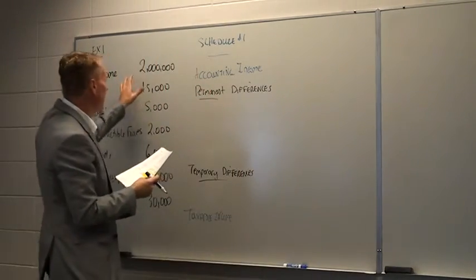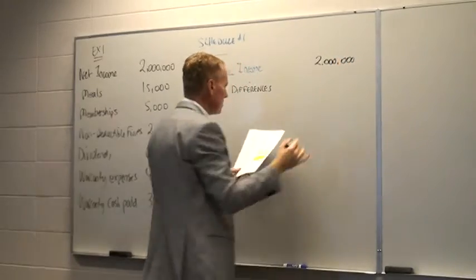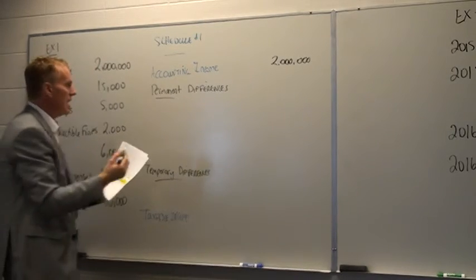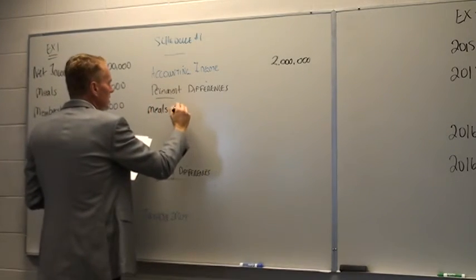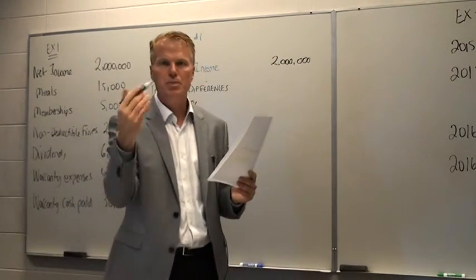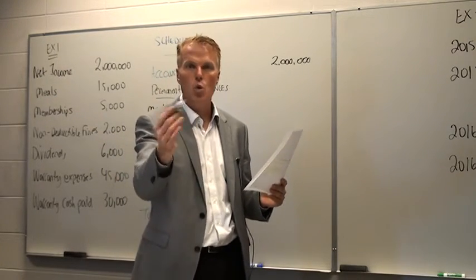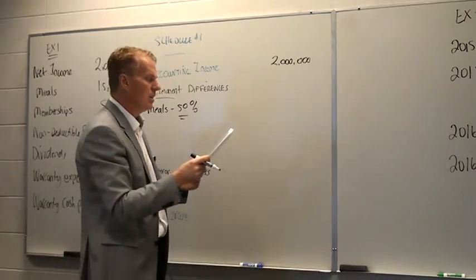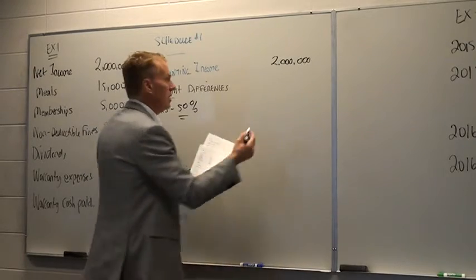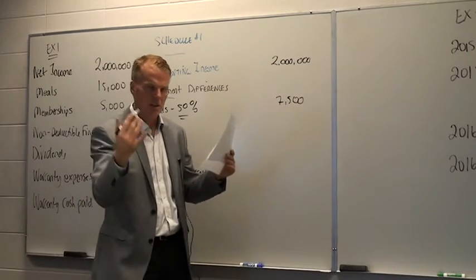So we're told the net income is $2 million. So that is our starting point. Our accounting income was $2 million. Then we're told about a number of permanent differences. So for example, meals. Meals is a permanent difference. The issue with meals is that for businesses, they're going to claim 100% of their meal expenses. Tax only allows you to claim 50%. So therefore, what we have to do is we have to add back 50% of our meal expenditures, which is $7,500.